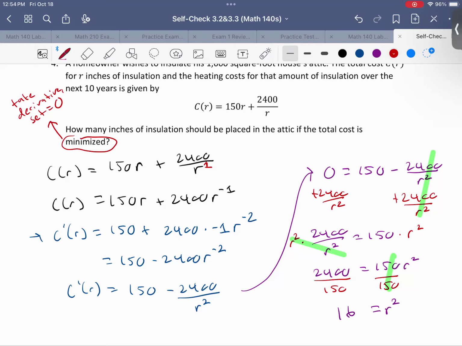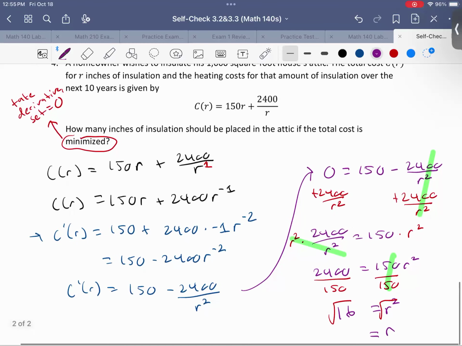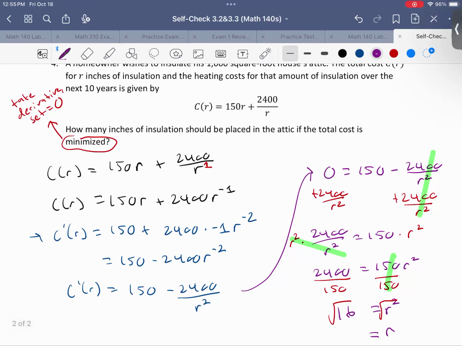Okay. And I still need R by itself. It's still R squared right now. So I'm going to take the square root of both sides. And what will we get? We will get R equals, what would we get, plus or minus 4? But we're in a real world situation right now. You wouldn't have negative 4 inches of insulation. That wouldn't make sense. So R would equal 4.